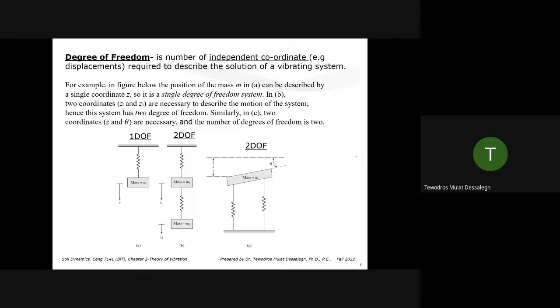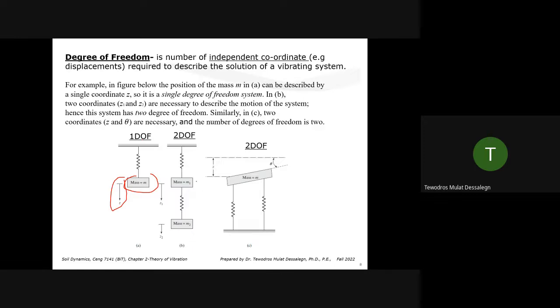Degree of freedom is the number of independent coordinates, for example displacement coordinates, required to describe the solution of a vibrating system. If you have a spring mass system that is vibrating, the location of the mass at any time t can be described with one coordinate, z. So we call it a 1 degree of freedom system.